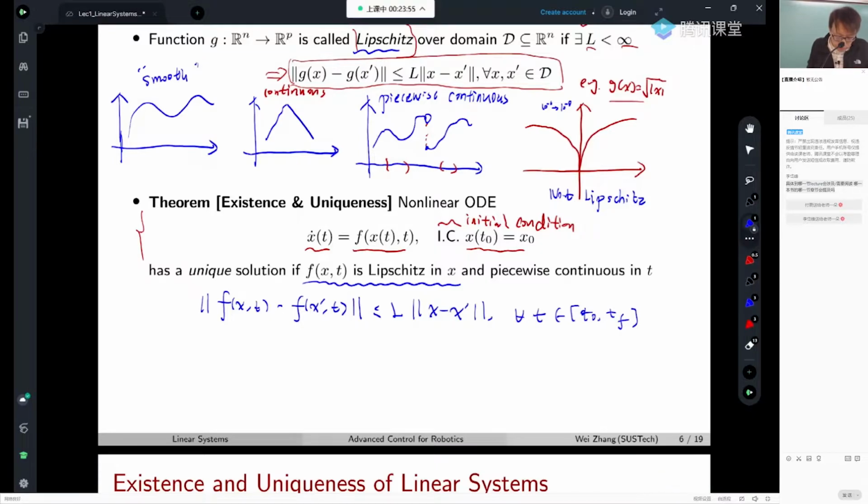Anyway, so for arbitrary t, this function is Lipschitz with respect to x. And with respect to t, it is piecewise continuous, like this particular figure that we saw before, okay? So if you hold x fixed, then it's a function of t. That function of t should be piecewise continuous with respect to t. And vice versa, if you fix t, you fix the value t equal to 1, 2, 3, 4, 100, whatever, as long as within the range, then it's a function of x. And that function of x needs to be Lipschitz.